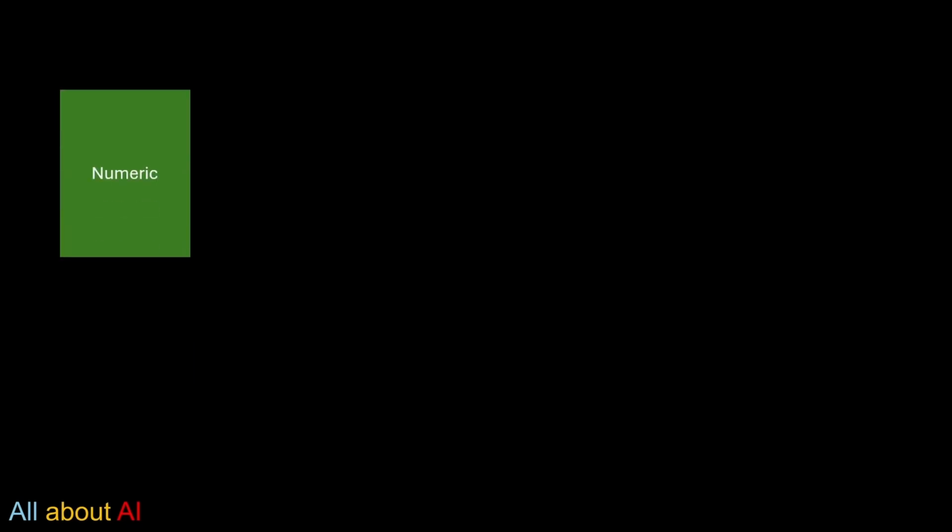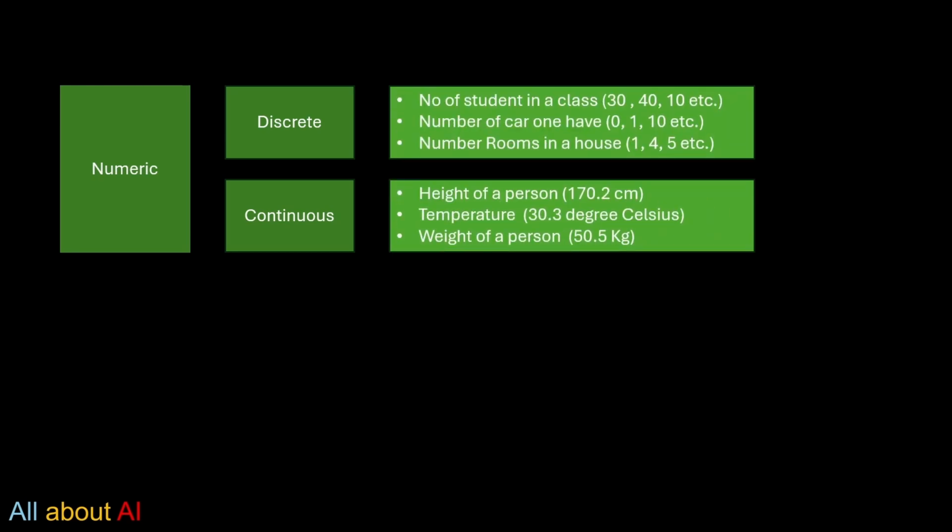So before we jump into understanding data, it's important that we understand various types of data. There is numeric data, which comes in two flavors, discrete and continuous. Number of students in a class, number of cars one would have, number of rooms in a house. All these are discrete numbers. Continuous numbers like the height of a person, which could be 150.6 centimeters, temperature, which could be say 34 degrees centigrade or 102 degrees Fahrenheit, weight of a person, which could be say 60 kg. So all these are examples of continuous data.